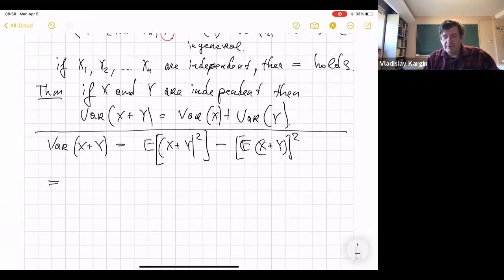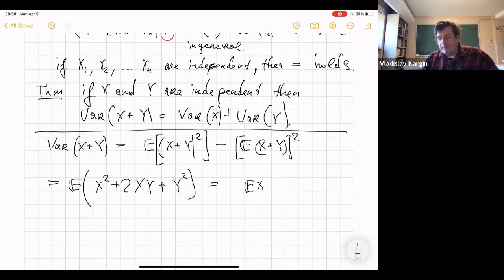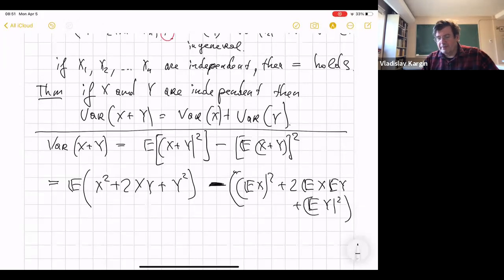So we write that the expectation here will be x squared plus 2xy plus y squared. On the other hand, minus the expectation of x squared, plus 2 times the expectation of x times the expectation of y, plus the expectation of y squared. So I use the fact that the expectation of x plus y is equal to the expectation of x plus the expectation of y, and expanded it.